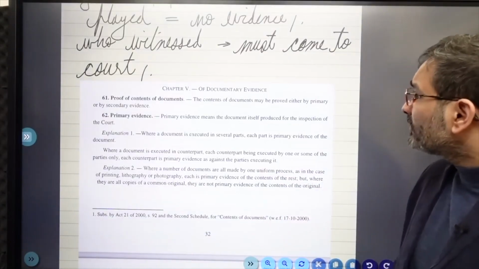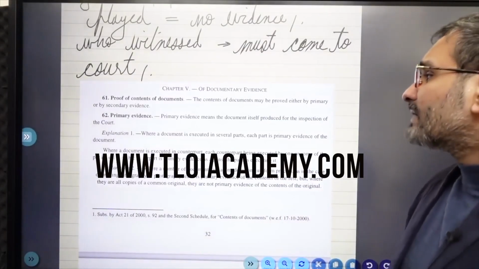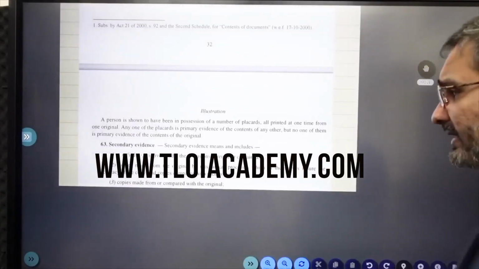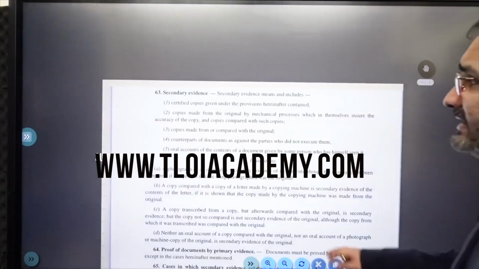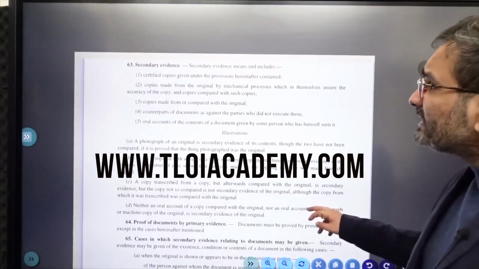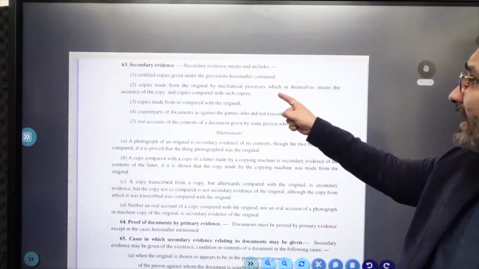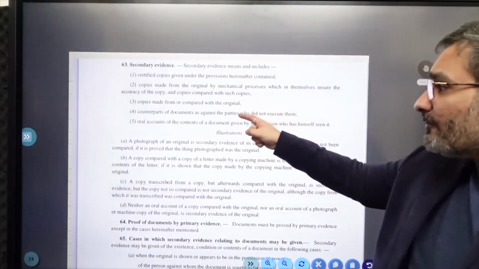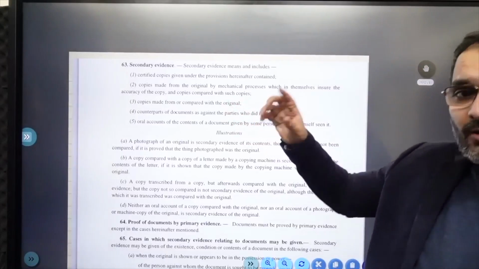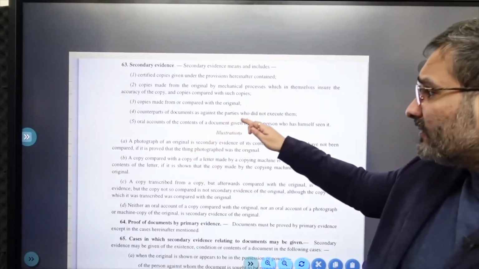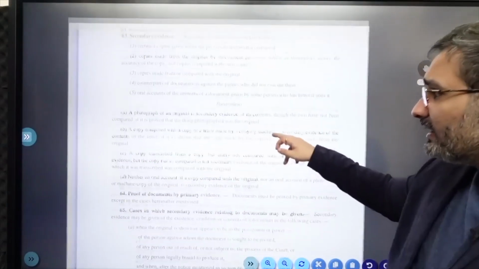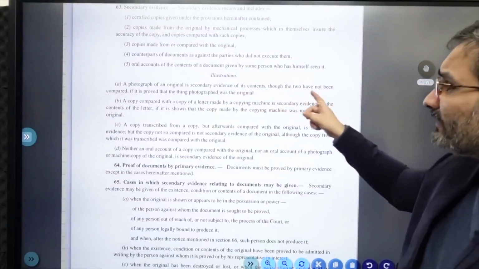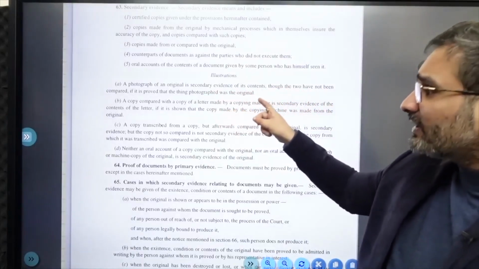The content of documents may be proved either by primary or by secondary evidence. Primary evidence के बारे में इन्होंने यहाँ पे बात करी हुई है. Just showing you secondary evidence, अभी हमने इन्हीं सब पे आना ही आना है, और बहुत सारी चीज़ें. Secondary evidence means and includes certified copies, copies made from original by mechanical processes which in themselves ensure the accuracy of the copies, and copies compared with such copies made or compared with the original. All your photocopies are secondary evidence, counterparts of documents as against the parties who did not execute them. Photograph of an original is secondary evidence of its contents, though the two may have not been compared if it is proved that the thing photographed was original.